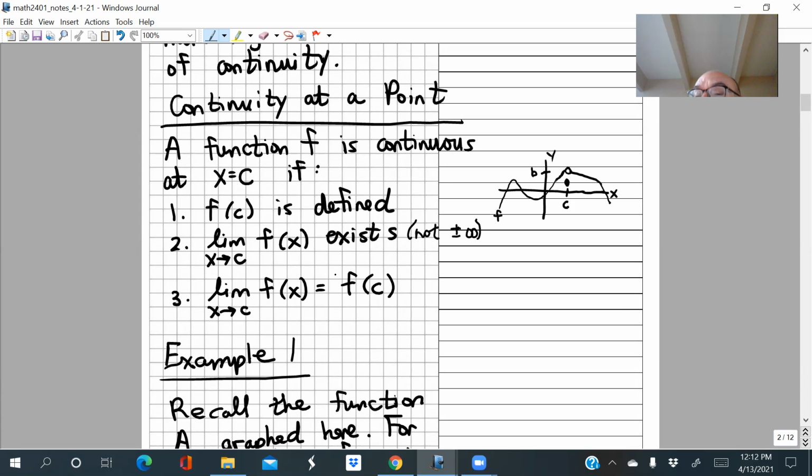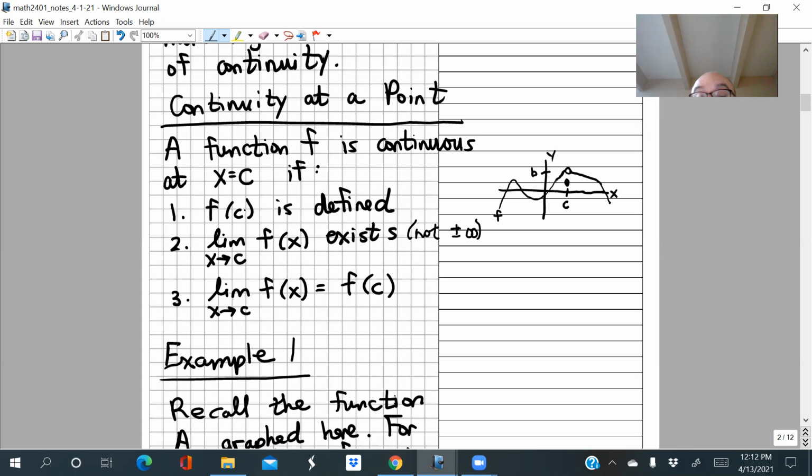So which of these conditions is not met? Let's see if we can answer that. What did you say immediately there? 3. Yeah, 3 is wrong. Now let's see why it's not the first two.